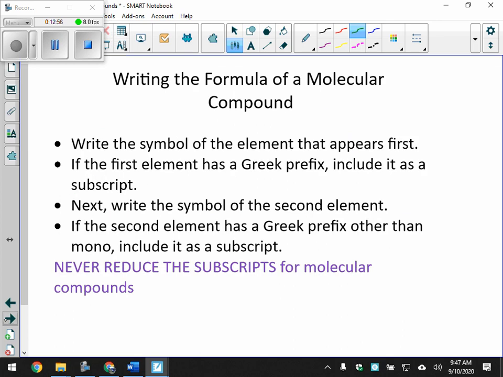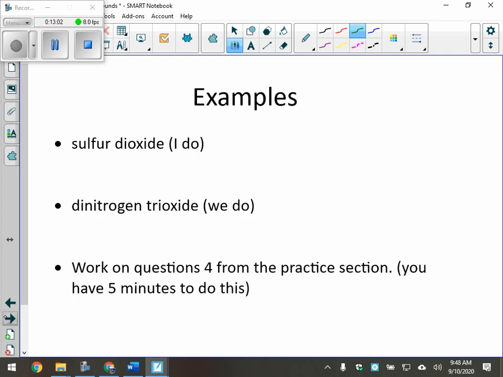If we're going to write the formulas, again, we have to look at the name and decide how many of each one we need. I think for the most part, there's no swap and drop or anything. Sulfur dioxide means we have 1 sulfur because there's no prefix with it. Sulfur, and then di, so that's a 2. Oxide, because of course oxygen with a 2 behind it. Sulfur dioxide.